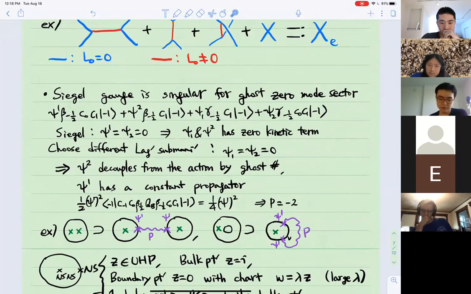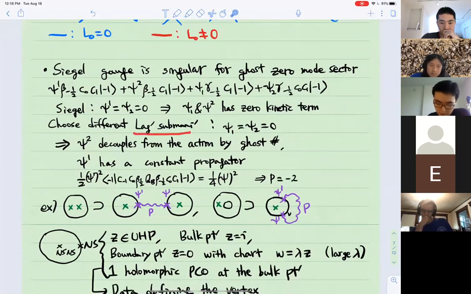So one can choose an alternative gauge, or choice of Lagrangian submanifold, which is the original field and anti-field. You put these two to be 0, and you're left with these two. I told you that this thing had 0 kinetic term, so it still looks singular. But the upshot is that it actually completely decouples from the action because of ghost number conservation. Roughly speaking, because we killed this, this thing no longer has something to contract with.